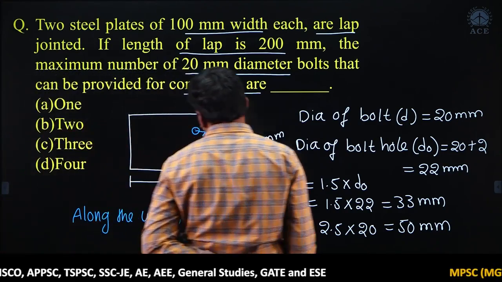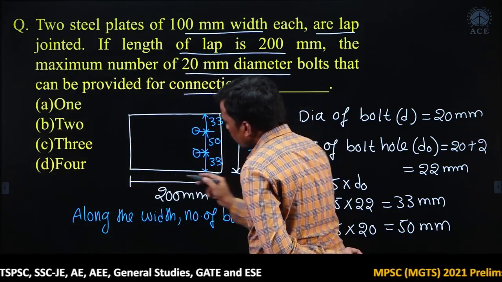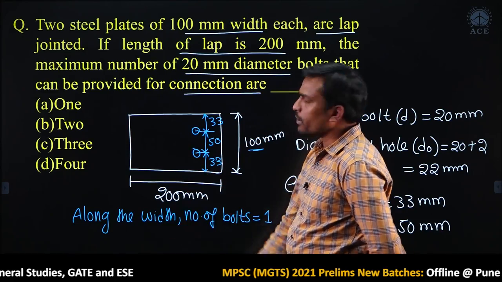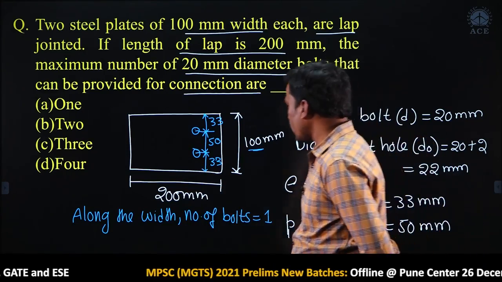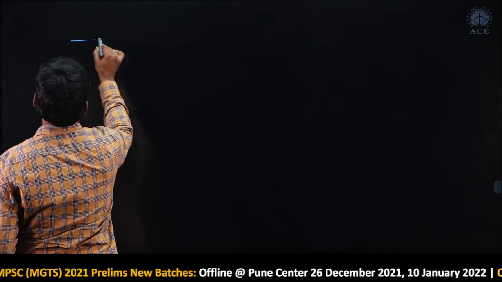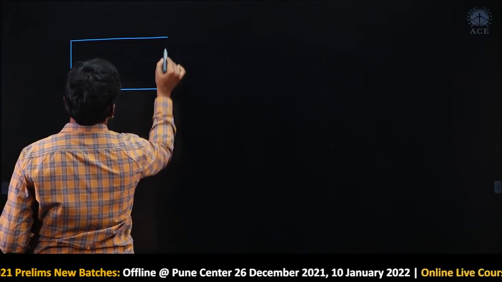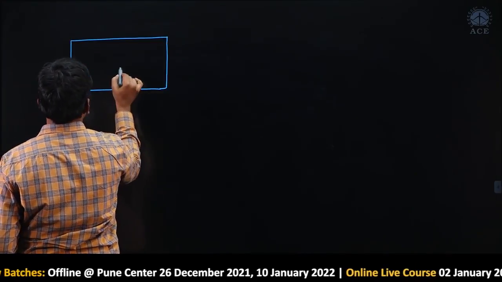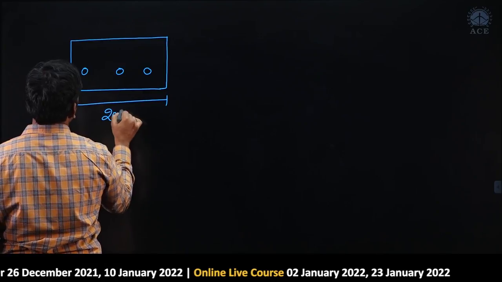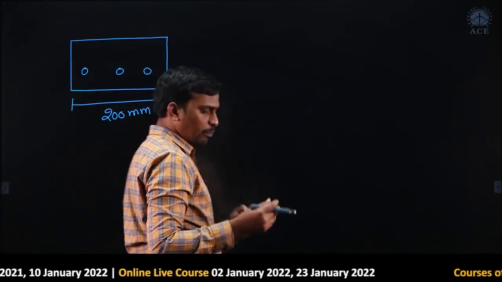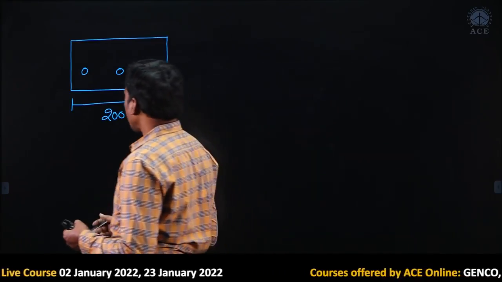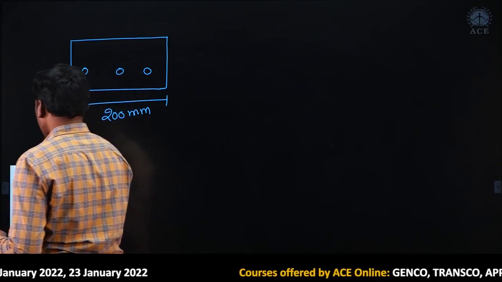Next, we find the number of bolts we can accommodate along the length of the plate. So, how many bolts can we accommodate along the length? Just I will try to accommodate, for example, 3 bolts. I do not know whether it is right or wrong, but what is the length of the plate? Overlap length. We have to place the bolts within the lap length only please. For example, I assumed 3 bolts here. Now check it.